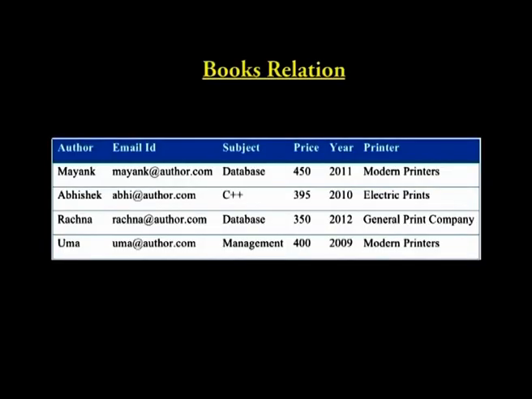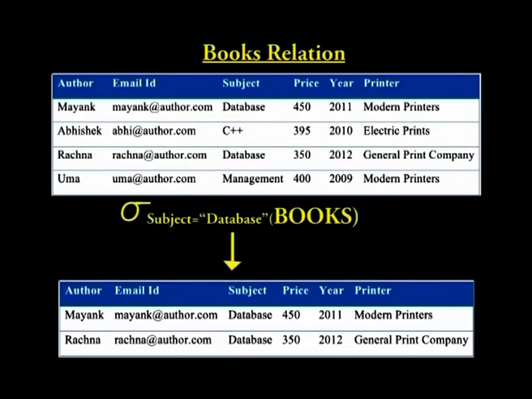Let us take an example. Look at this table. This table represents the books relation. So, to select those tuples from the books table where subject has the value database, we write the operation as shown on the screen. The output of this operation will be those tuples of relation books where subject is database, as shown.